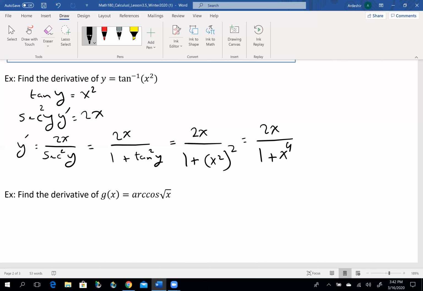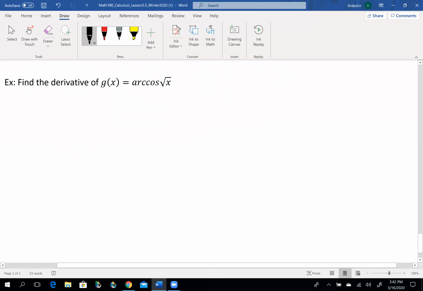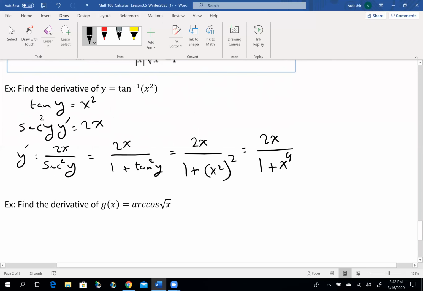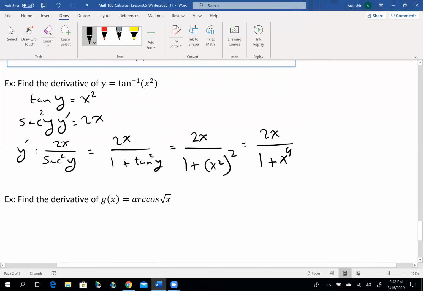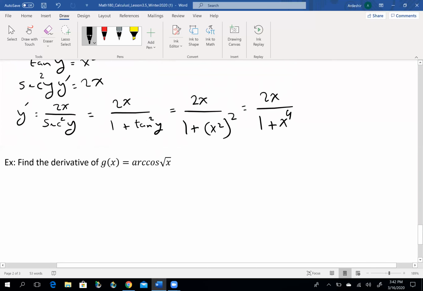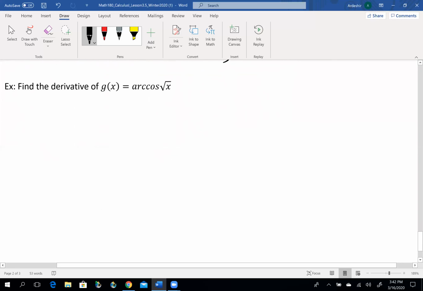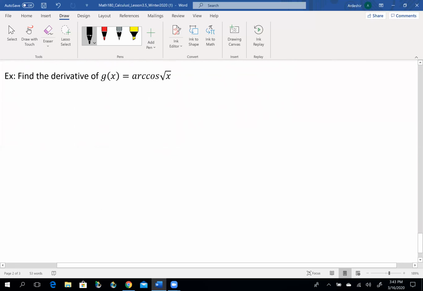And then let's move to the last one and we're done for today's lecture. So find the derivative of g of x equals arc cosine of square root of x. So let's do that one, and then we're done with 3.5.